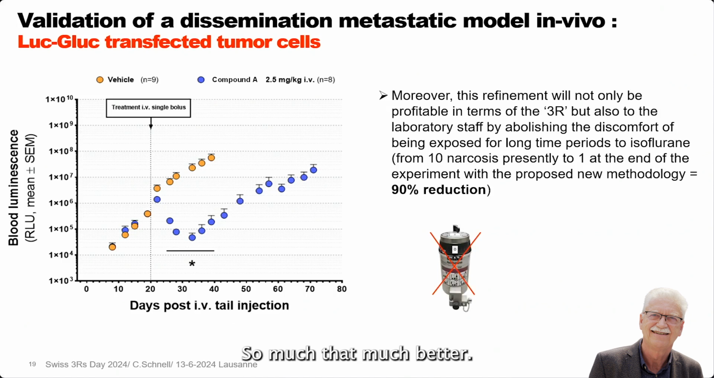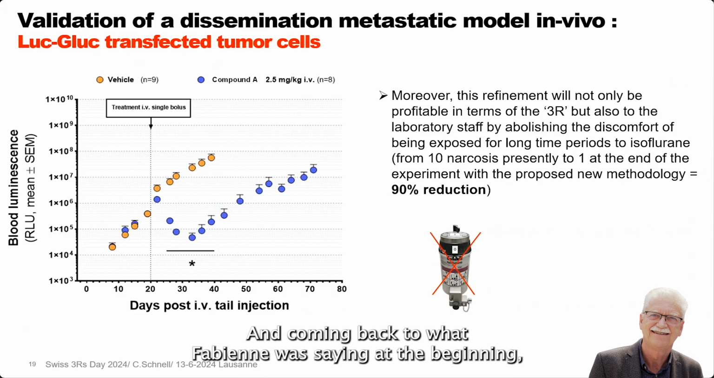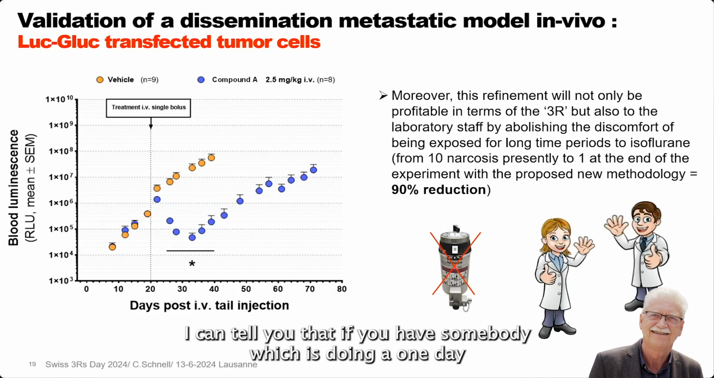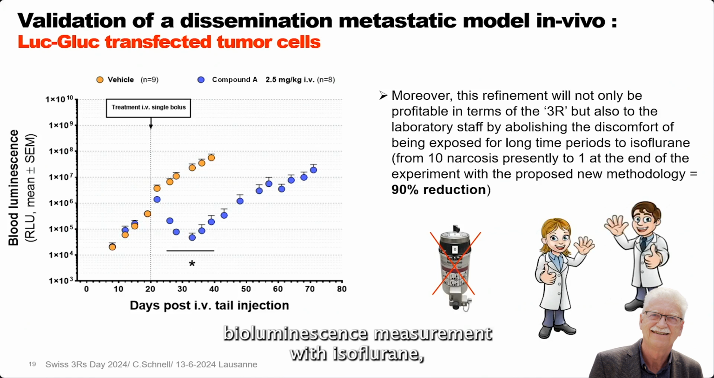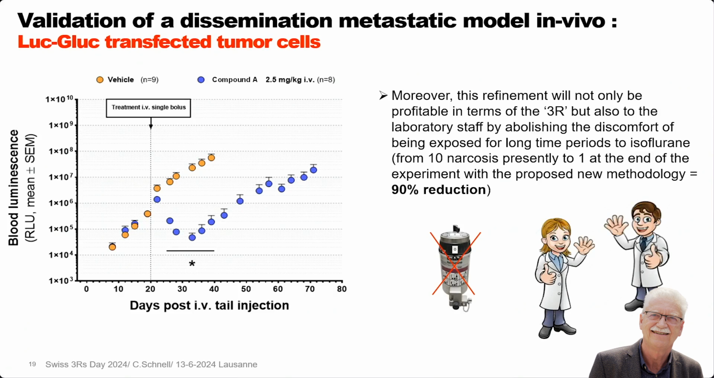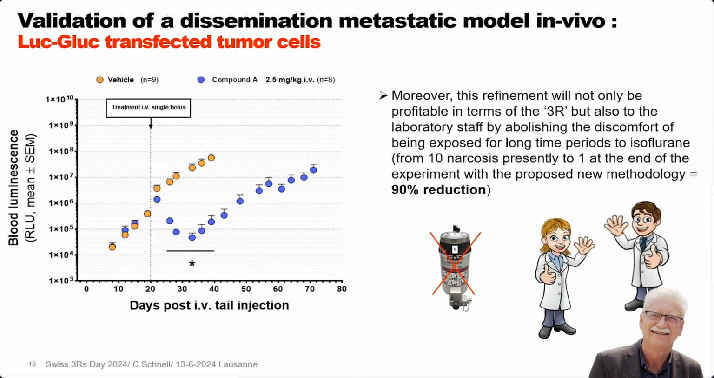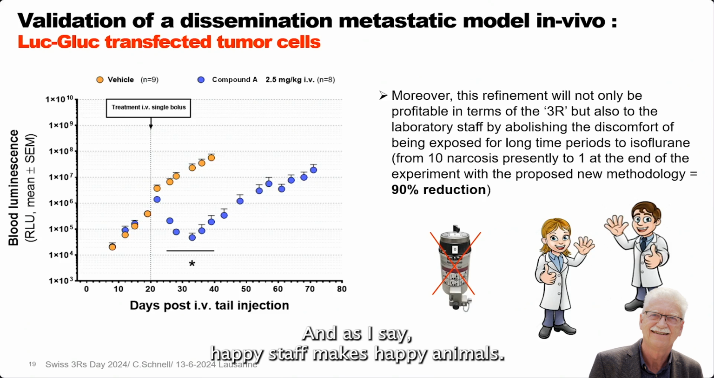So much better. And coming back to what Fabienne was saying at the beginning, this is important also for the staff. I can tell you that if you have somebody doing a one-day bioluminescence measurement with isoflurane, they just come to you at the end of the day and say, okay, tomorrow somebody else, I don't want to do it anymore, I have headaches, I don't feel well. And if you can tell them, look, forget isoflurane, we don't need it, and we have better data, it's a win-win. And as I say, happy staff makes happy animals, and I'm absolutely in favor of that.